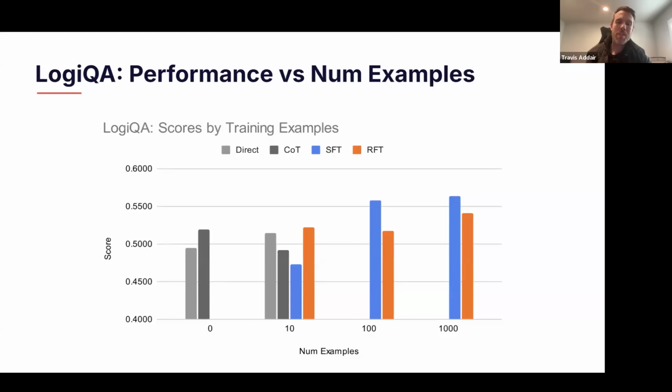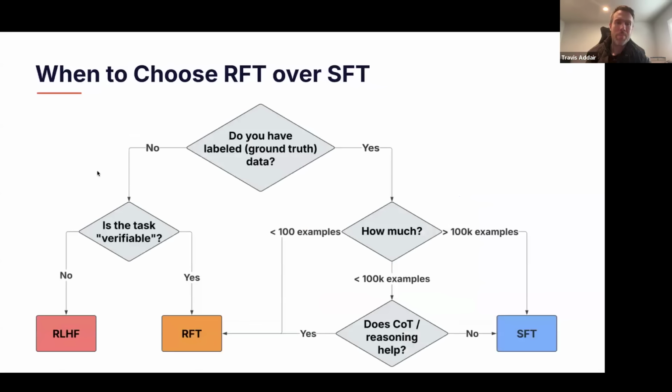I think this is one key takeaway you can carry with you: if you have small amounts of data, SFT is usually not going to do very well, but RFT can be beneficial even in those cases, and even for problems where RFT is not necessarily the optimal solution when you have large amounts of data.